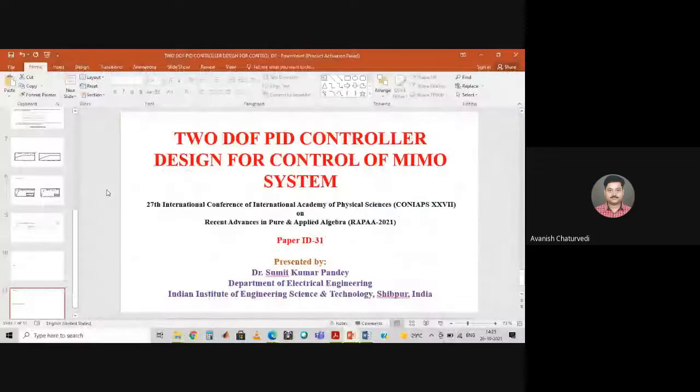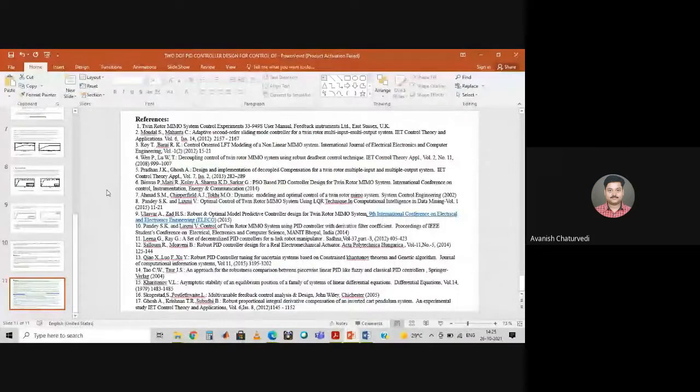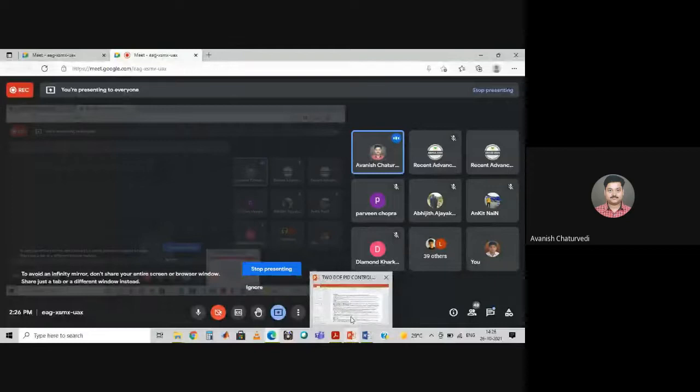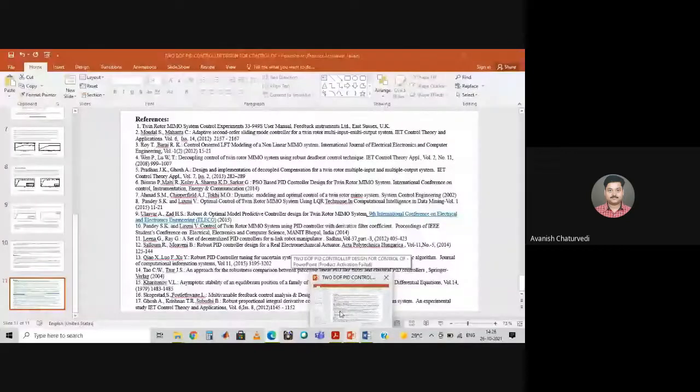Questions from audience? Okay, so I want to know one thing here. In the TRMS model, how have you decided modeling your system matrix A?